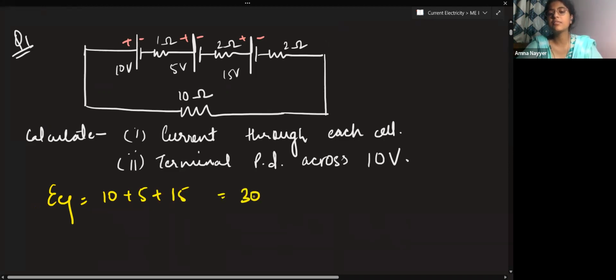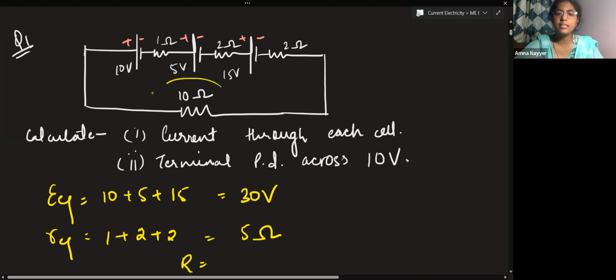15 plus 15, 30 volt. Equivalent internal resistance, 1 plus 2 plus 2. That becomes 5. This is 5 ohm. And what's the external resistor given? External resistor is given to you as 10 ohms. Now put in everything in the main formula.